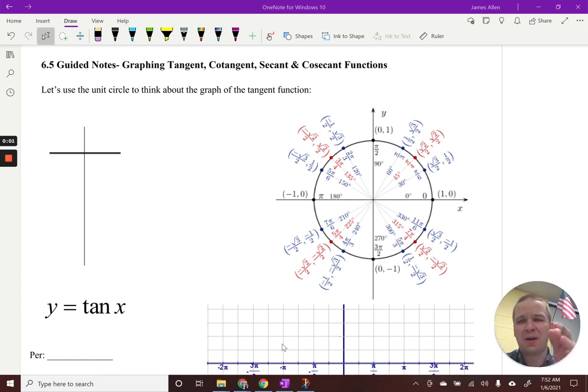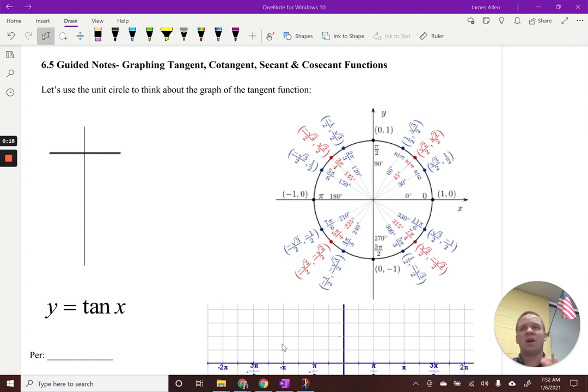Oh man, if you thought we were going to stop graphing at sine and cosine, you were absolutely incorrect. We got tangent, cotangent, secant, and cosecant functions to graph. I'm pumped. We're going to start with tangent, and what we're going to use is the unit circle to think about this tangent graph and relate it to that to see what's going on here.